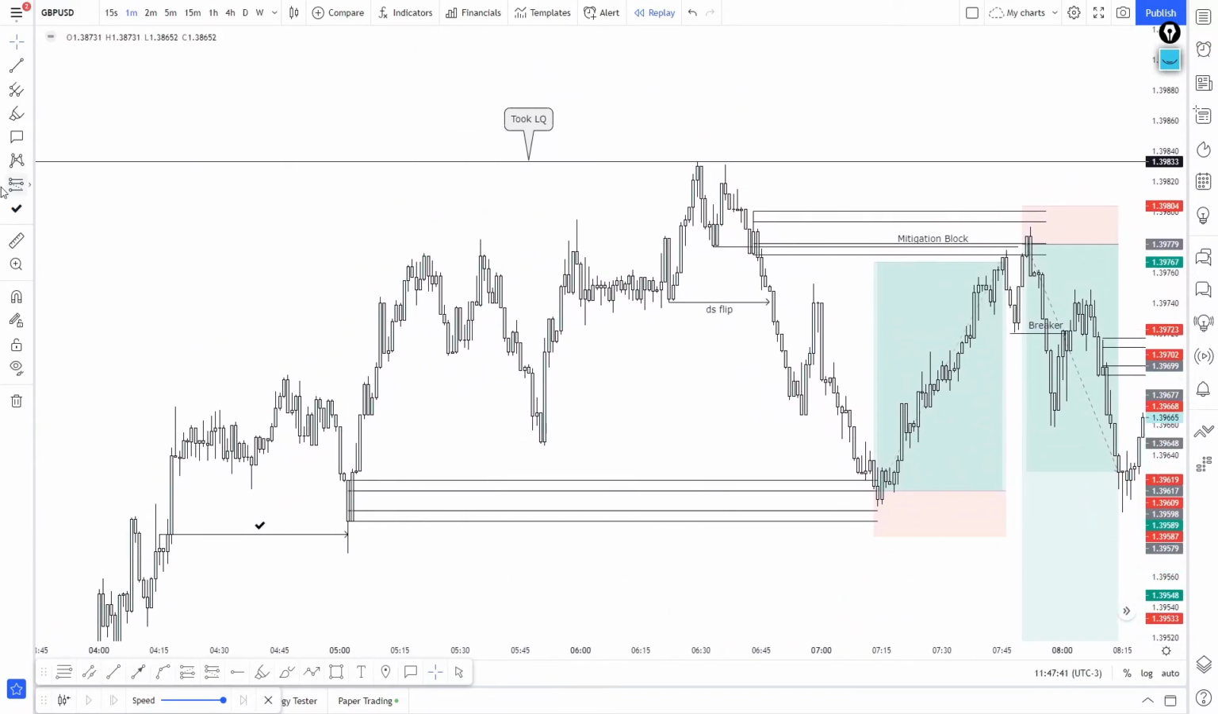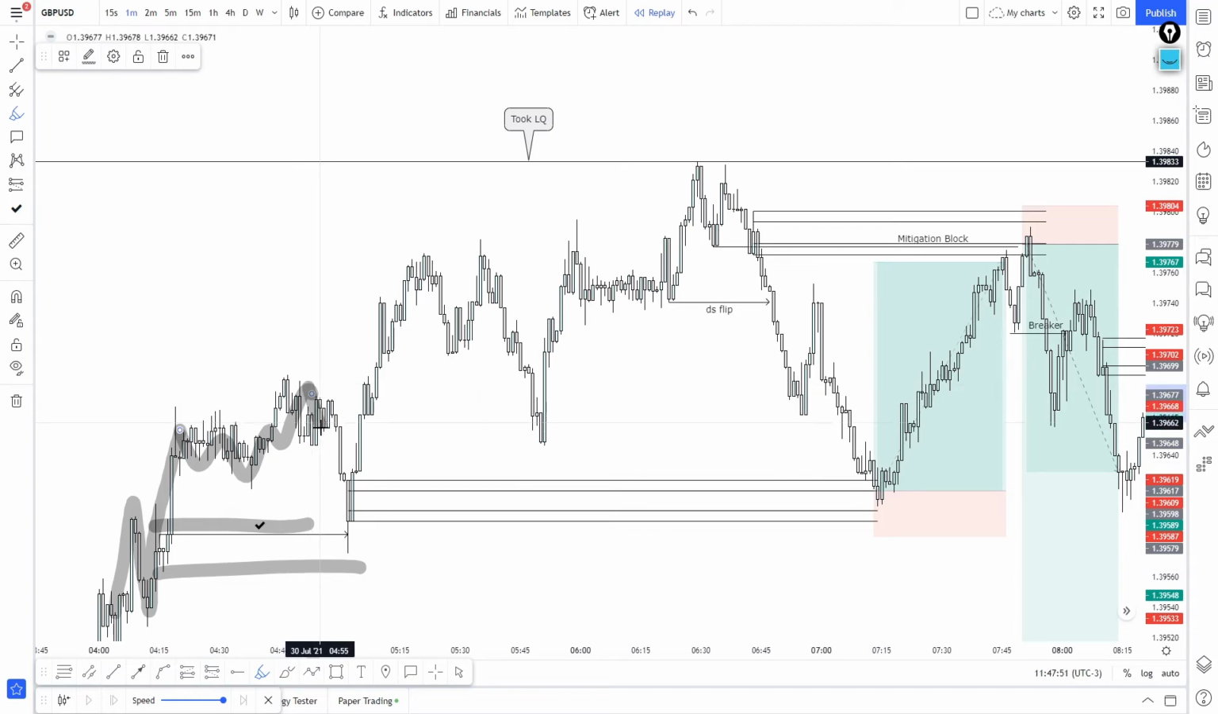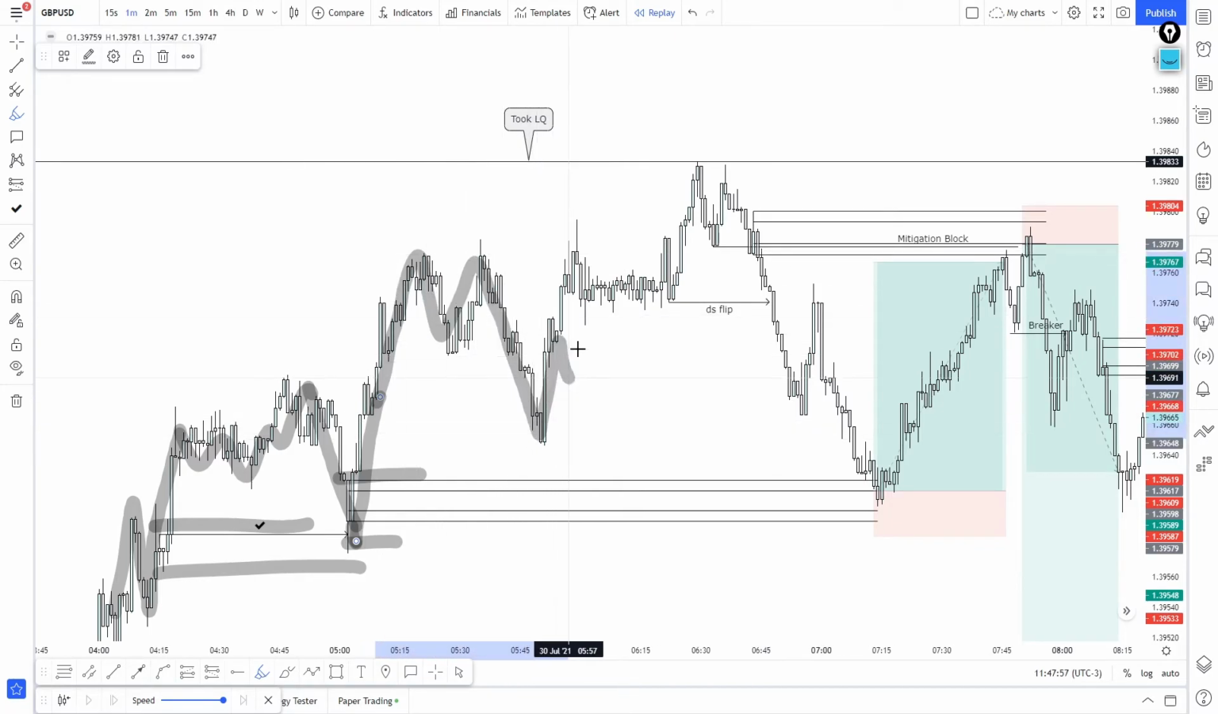So this came from mitigation again with the concept that we had before. So we had mitigation after mitigation. Now we have another mitigation, and price never actually mitigates this last area, right? Sorry, this area is the one that basically was never mitigated again. So that area holds some value.